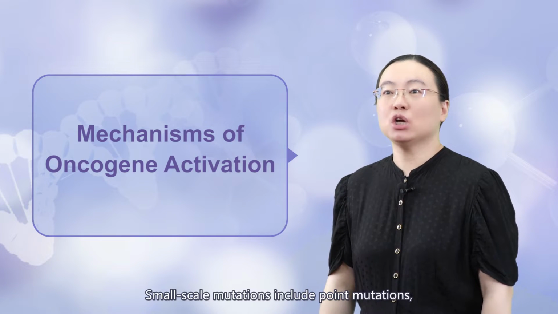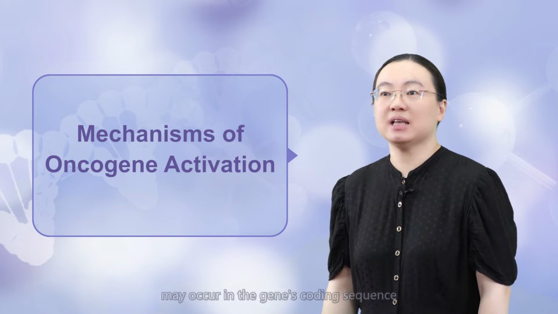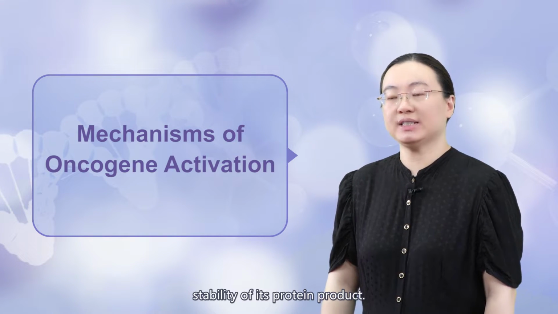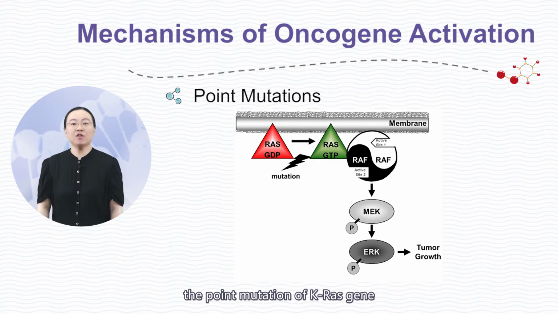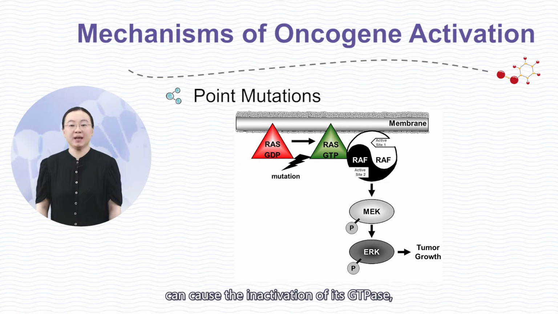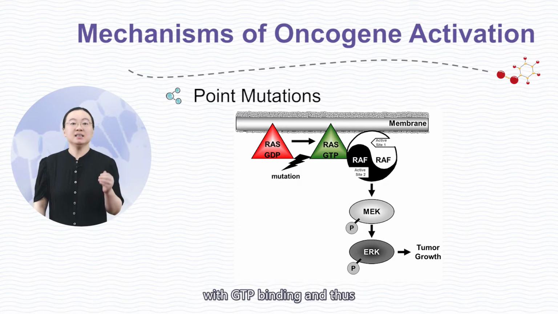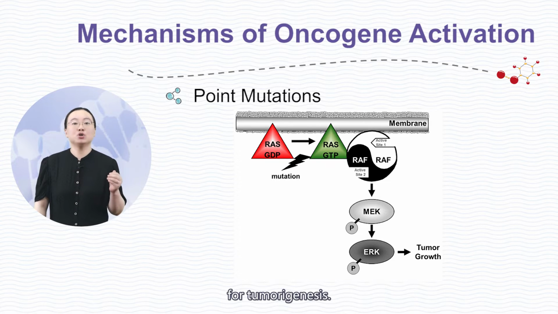Small-scale mutations include point mutations, which may occur in the gene's coding sequence and alter the function or stability of its protein product. For example, a point mutation of the KRAS gene can cause inactivation of its GTPase, which results in its continuous activation with GTP binding and thus the turn on of the cell proliferation signal pathway for tumorigenesis.